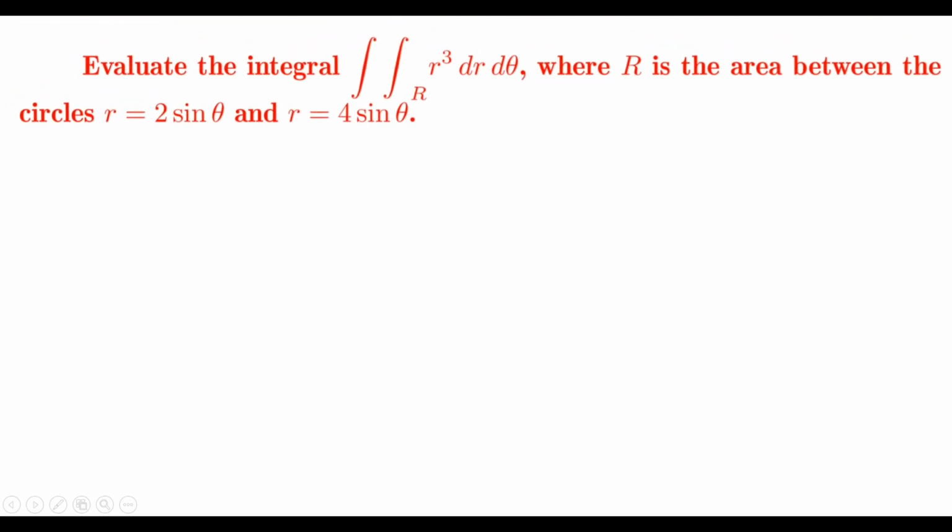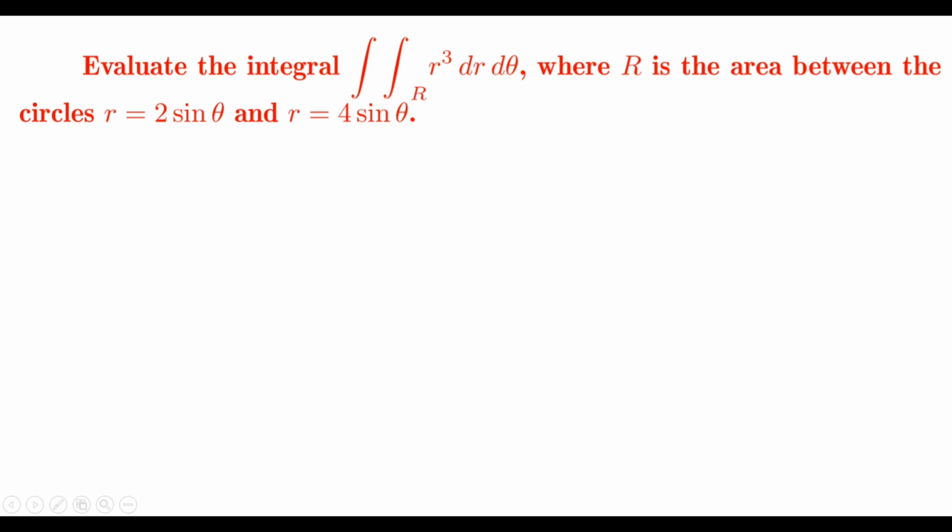Now we can see a mathematical problem related to evaluation of a double integral in polar coordinates. Evaluate the double integral over the region R, where the region R is the area included between two circles r equals 2 sin theta and r equals 4 sin theta.